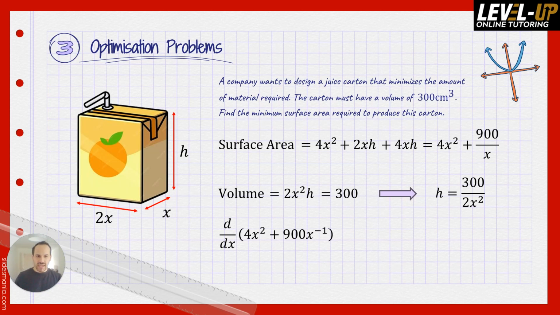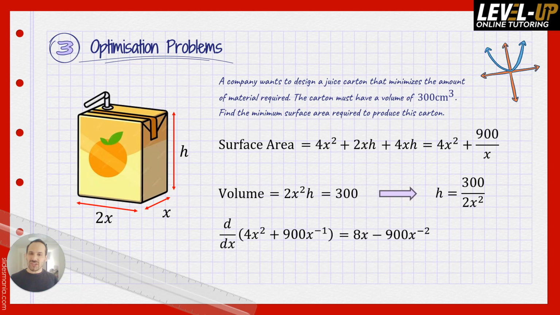So I'm doing d dx, which basically means to differentiate this expression that we've got, which we know is an expression for the surface area. You see the 900 over x, I have rewritten to be 900 times x to the minus 1, using indices laws. And remember, that's what we need to do here because it allows us to then use our power rule of differentiation. So you see 4x squared would become 8x, because you do 4 times the 2 and then knock 1 off the power.